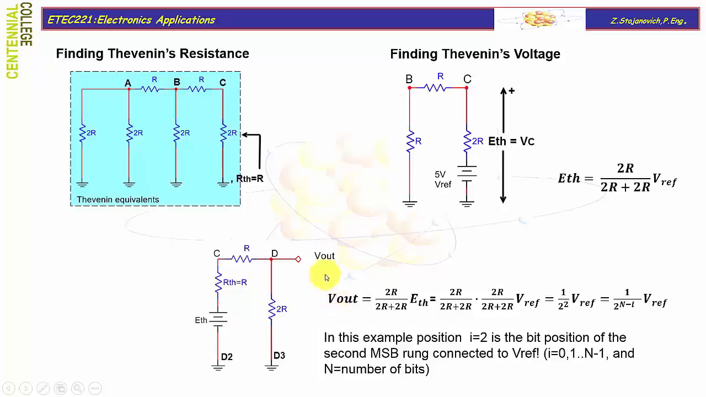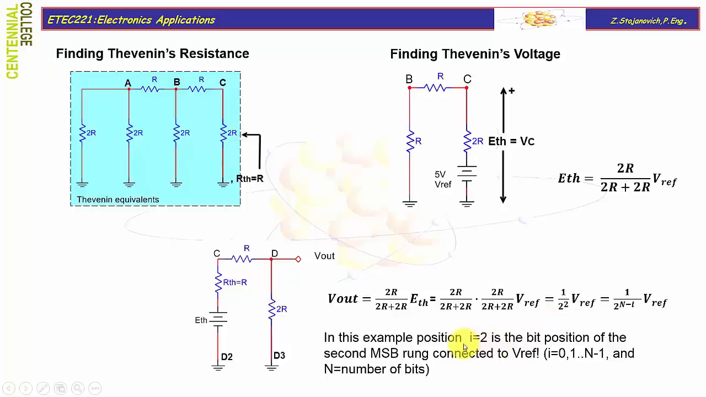Now, with this substitution with the Thevenin's equivalent, our original circuit is reduced to a simple voltage divider circuit. We will find the output voltage as the potential at point D, and as you can see, that's the voltage across resistor 2R in the D3 rung. So our expression for output voltage will be 2R over 2R plus 2R multiplied with the total applied voltage. This time it's ETH. ETH is related to Vref with this expression, so substituting the expression for ETH, we will get the final expression 1 over 2 to the power 2 Vref.